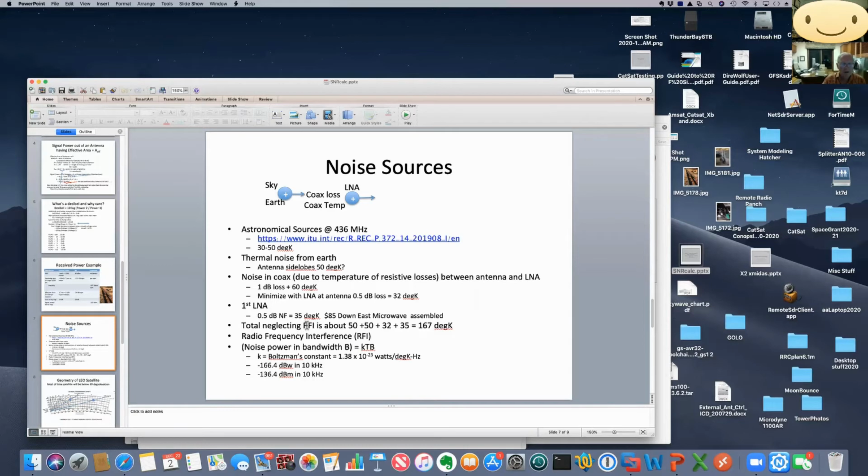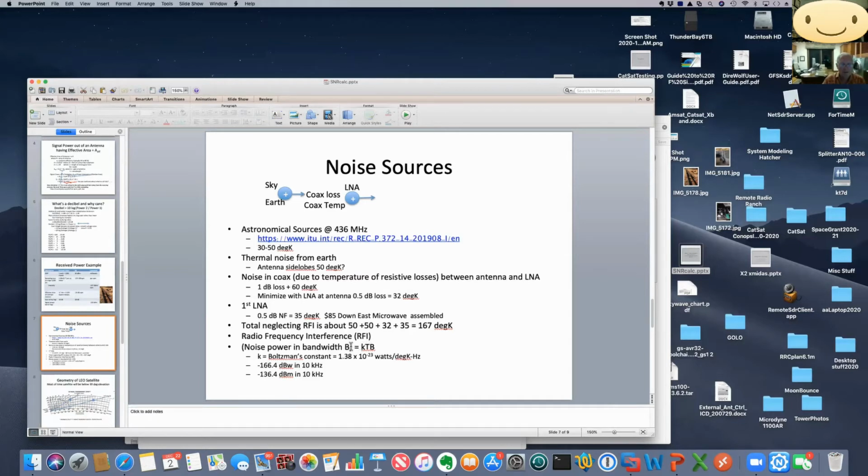Out in a nice quiet environment, we had 50 degrees from here, another 50 degrees from here, 32 degrees from the antenna, and 35 degrees from the low noise amplifier. Excuse me, 32 degrees from the coax and 35 degrees from the low noise amplifier. Add all that up together, my system noise temperature is 167 degrees Kelvin. I'm ignoring radio frequency interference. Let's use this equation, kTB, Boltzmann constant times temperature times bandwidth.